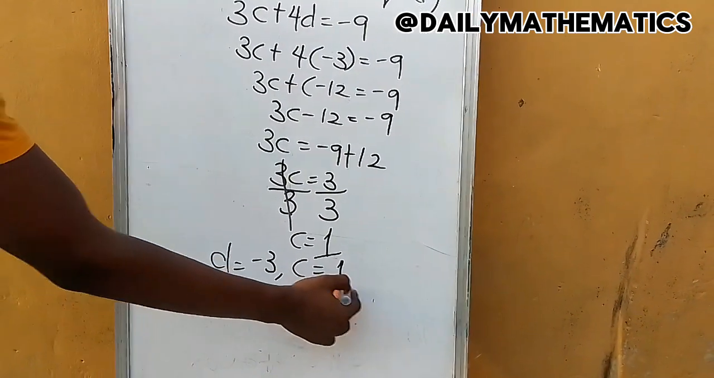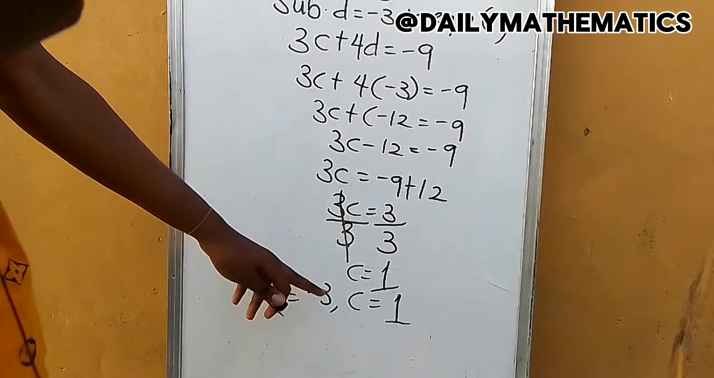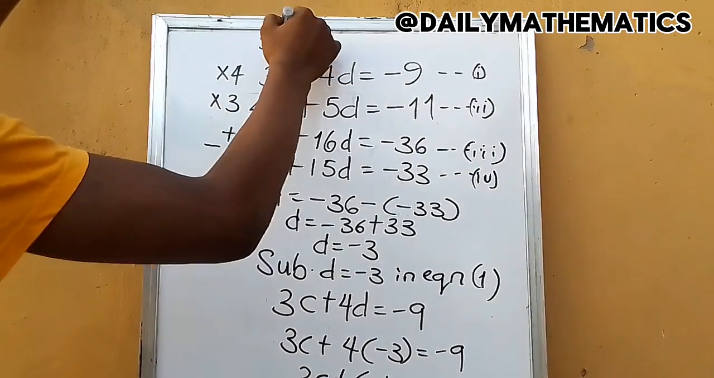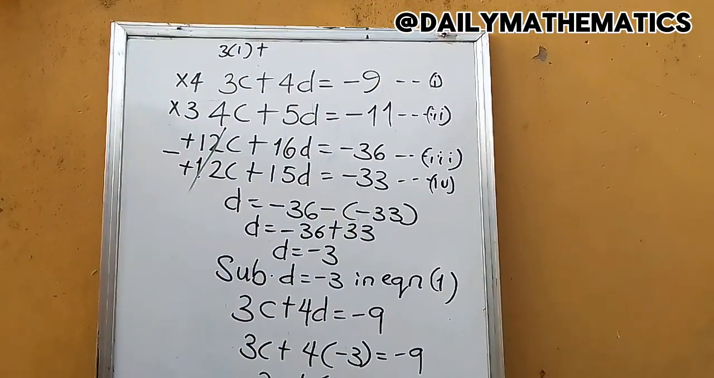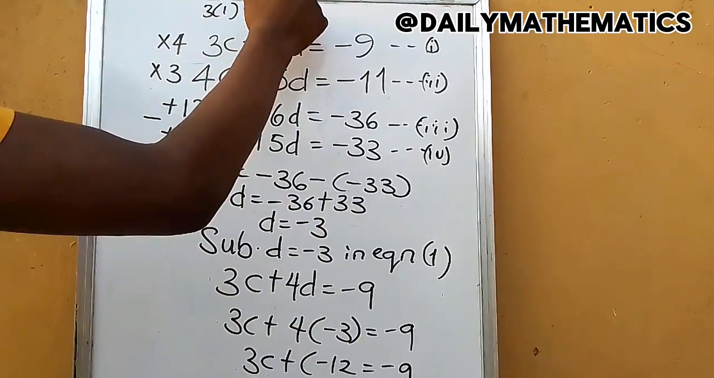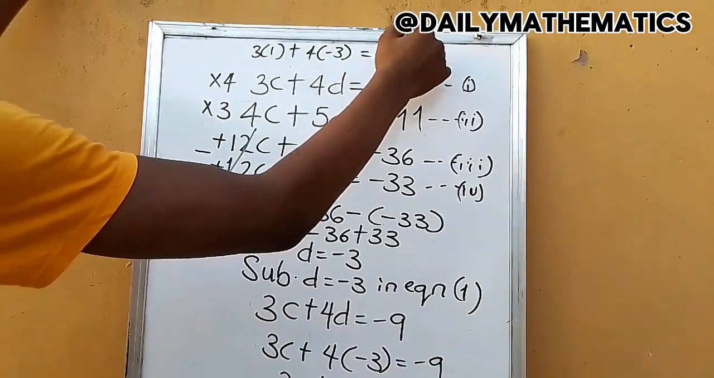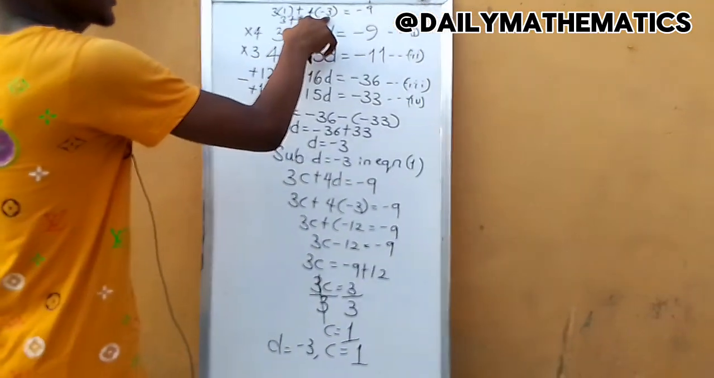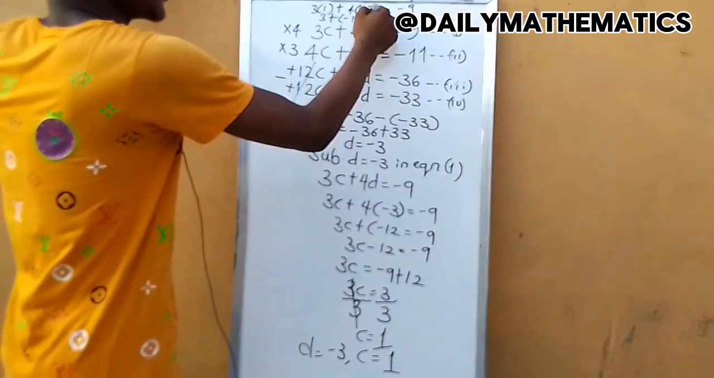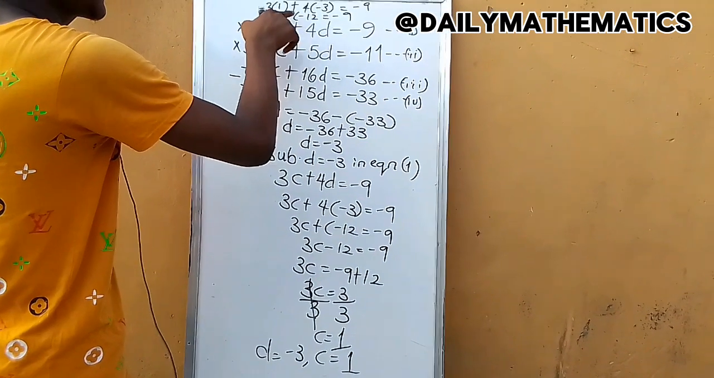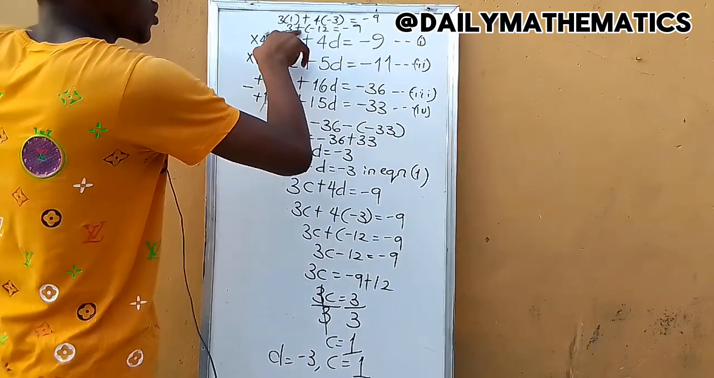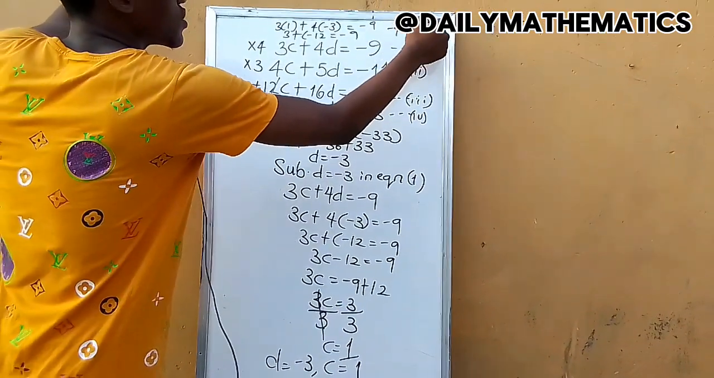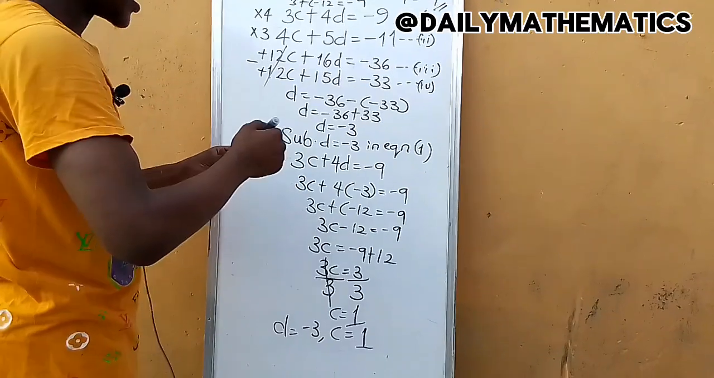And you can check your equation. Let's take this equation for example. C is 1, that's 3 times 1, plus 4 times D, which is minus 3, equals minus 9. So 3 times 1 is 3, plus 4 times minus 3, that's minus 12, equals minus 9. Plus times minus gives us minus, 3 minus 12 gives us minus 9. So minus 9 equals minus 9. So it means we are correct in this equation.